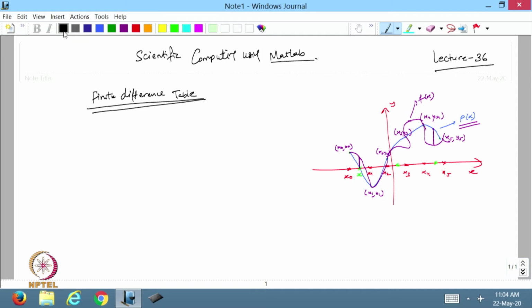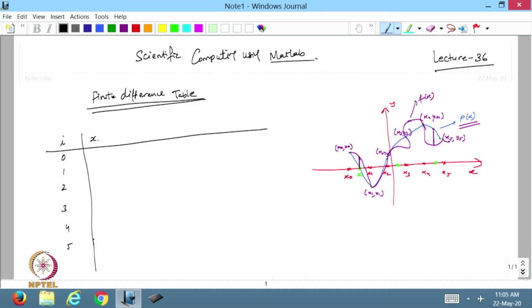So, let us make the finite difference table. In the finite difference table, suppose this is given to me. So, I start with the table. This is my indexing, that is 0, 1, 2, 3, 4, 5, 6. We have the values up to 5, so I will take only up to 5.